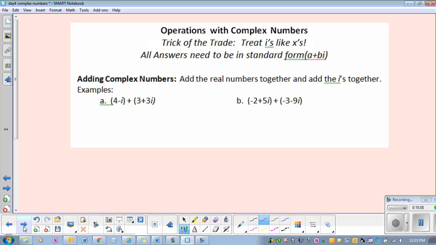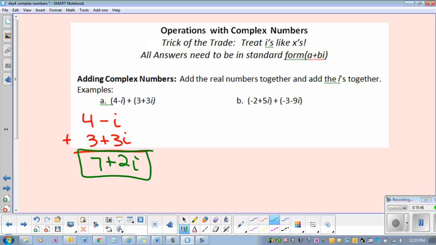Here's what you do. You can take complex numbers and you can do operations with them. You can add them. So basically you're combining like terms. Combine the reals, combine the imaginary. So if you have 4 minus i plus 3 plus 3i, I usually write it right below the other one, so it's a little easier. You can just add straight down. So what is this? 7 plus 2i.